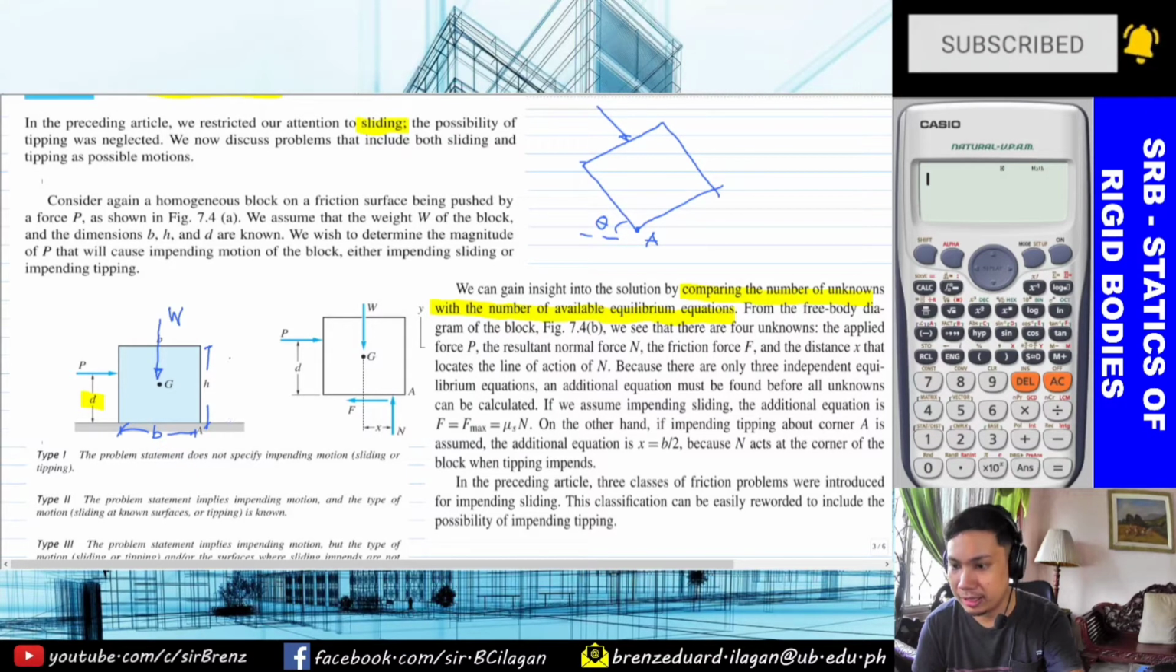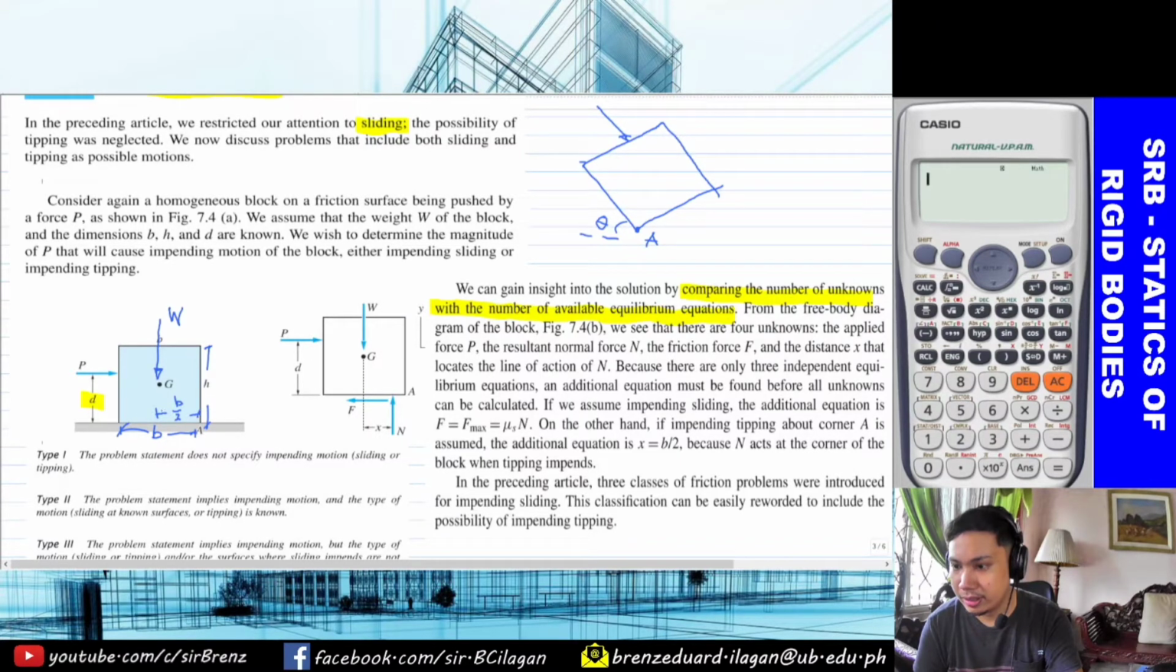Ilipat pala natin kasi, isulat pala si type 1 doon. Ayan. So, ito si point A.